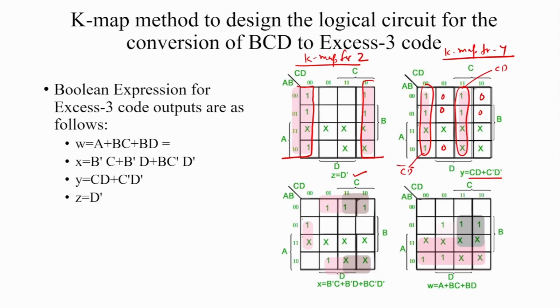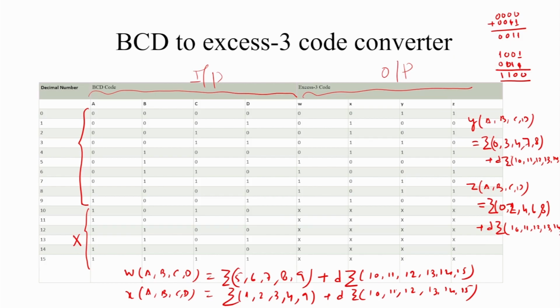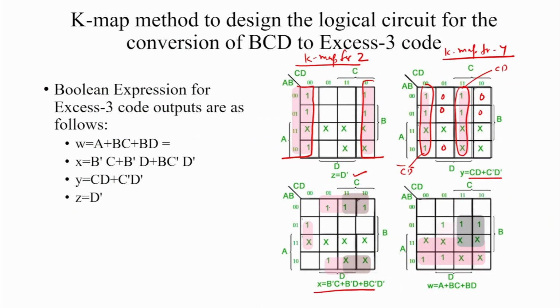Similarly, we will derive the simplified Boolean expression for output x. Here, what is the output x? X is 1 in the combinations 1, 2, 3, 4 and 9, and the rest, 10 to 15, are don't care, and the rest are 0. So, 1, 2, 3, 4 and 9 are written here, then we simply form a group. This is one of the groups, these 2 squares and 2 squares are adjacent.